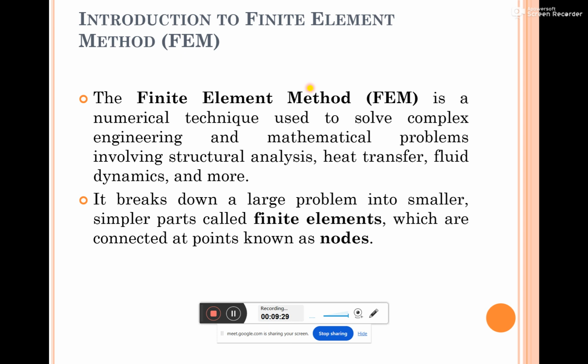We are going to use this FEM numerical technique to solve different problems, like structural analysis, where we can find out displacements and stress distribution. You can also solve heat transfer related problems, and perform different analyses related to fluid dynamics and much more. That is the main idea of what FEM is, and now coming to the definition.